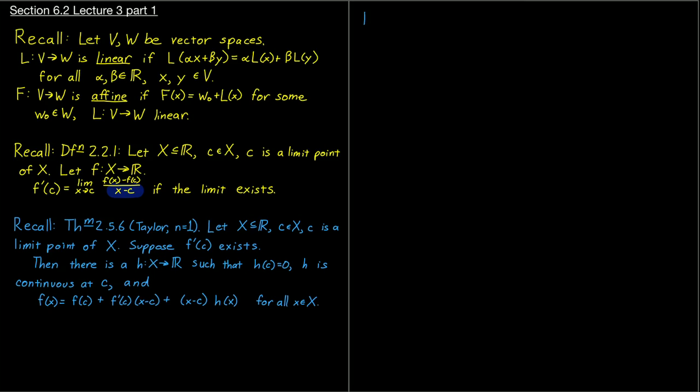And there is a proposition that I don't believe we ever mentioned explicitly last semester, but it is in your book. And this is essentially saying that this n equals 1 case of Taylor's theorem is an if and only if statement.